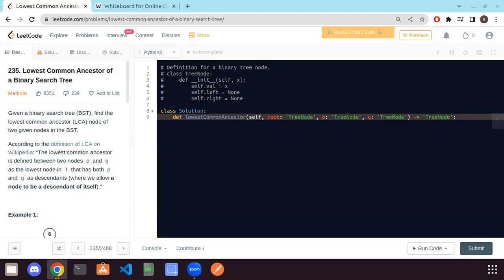Hey everyone, today I'm going to be solving the LeetCode problem, Lowest Common Ancestor of a Binary Search Tree. So first, let's read the question.